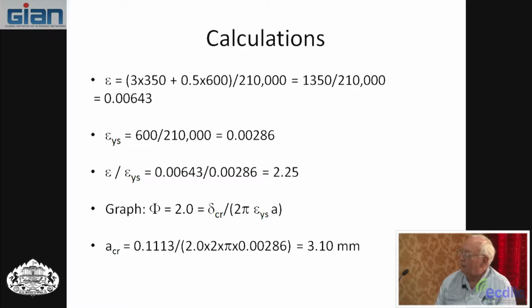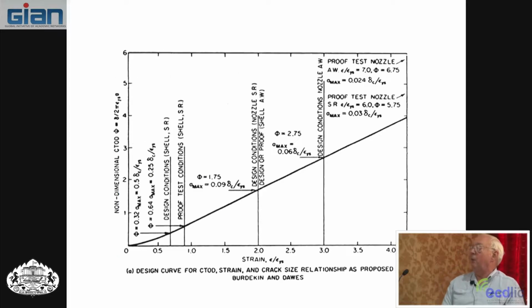So to get the critical crack size from that, put in the critical CTOD, then 2 pi yield strain, phi. So you get a critical crack size of 3.1 millimeters. And that's what this whole thing is designed for, to get critical crack sizes. So that's one problem.